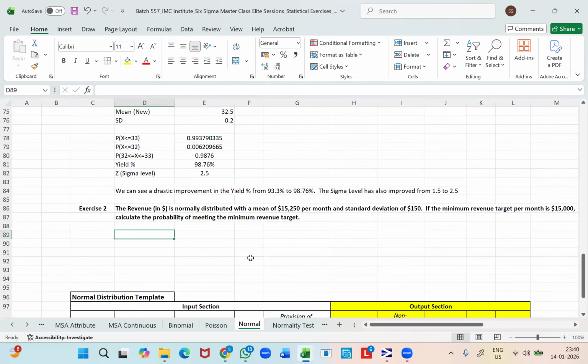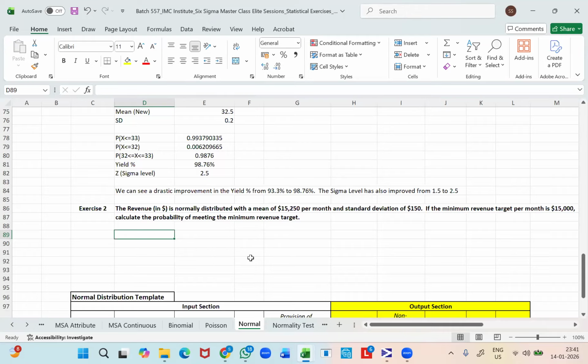Fine. Let us look at exercise number 2. This is slightly different from the exercise that we just solved, which is exercise number 1. It says revenue in dollars is normally distributed. So revenue as a metric, what is the metric type? Revenue as a metric would fall under which category? Is it nominal the better, higher the better, or lower the better? Revenue will be higher the better.